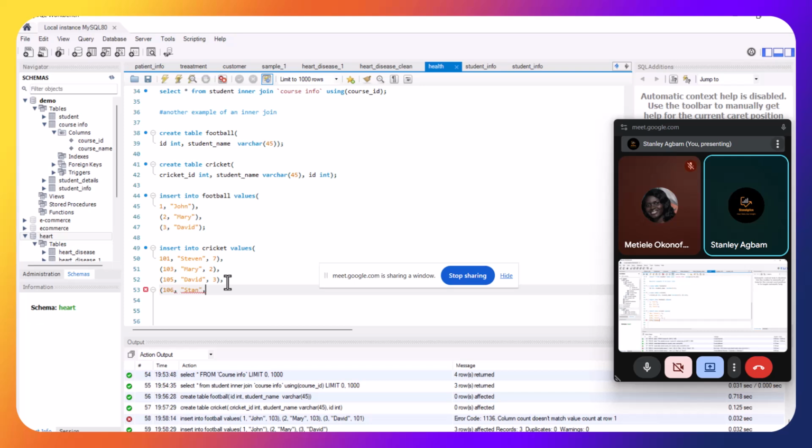So as you can see, the students that have the same ID relating to this are Stan, Mary, and David. That means Stan, Mary, and David are both playing football and cricket, the intersection. So we run this as well.